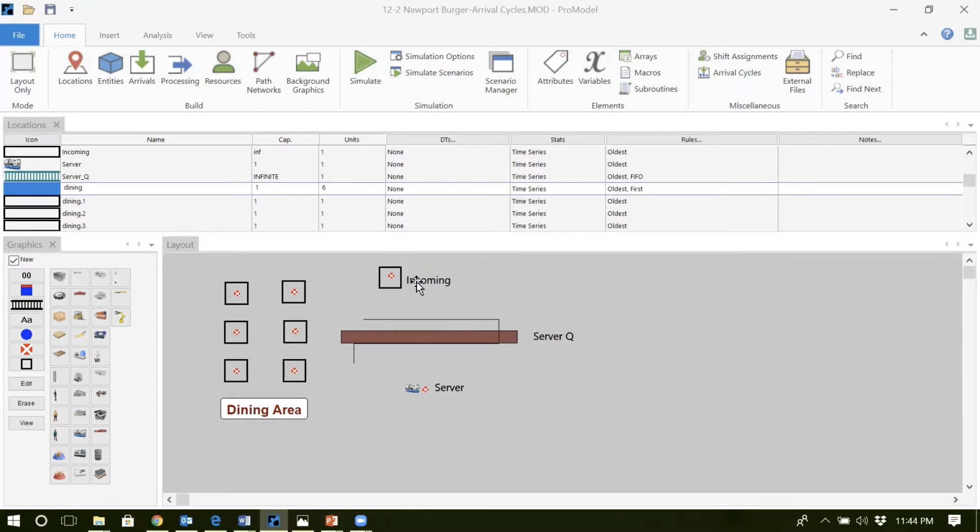So for the incoming area, we consider capacity of infinity, no queuing rule. For server queue, we again consider capacity of infinity, first in, first out rule. But then everything else will have capacity of 1. The server and each one of these dining tables will have capacity of 1. So there are a couple of things that we know about this problem statement.